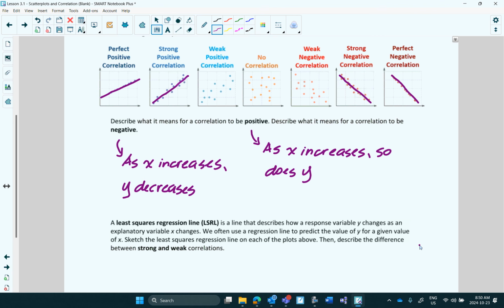If it's more scattered, well, you can still sort of see a line. Positive and negative. And for the middle one, well, there'd be no line. Okay. I mean, I guess you could draw a horizontal.